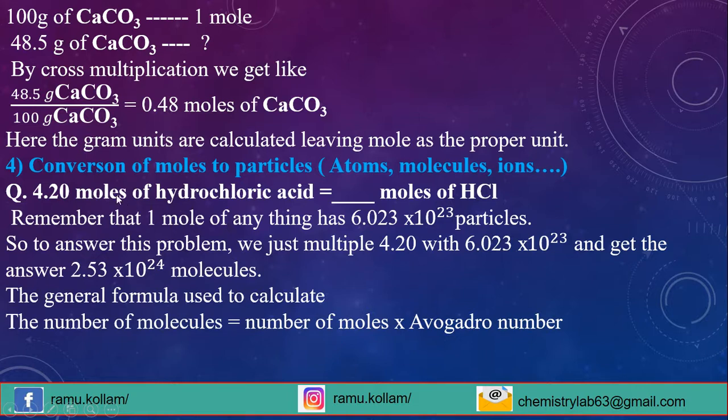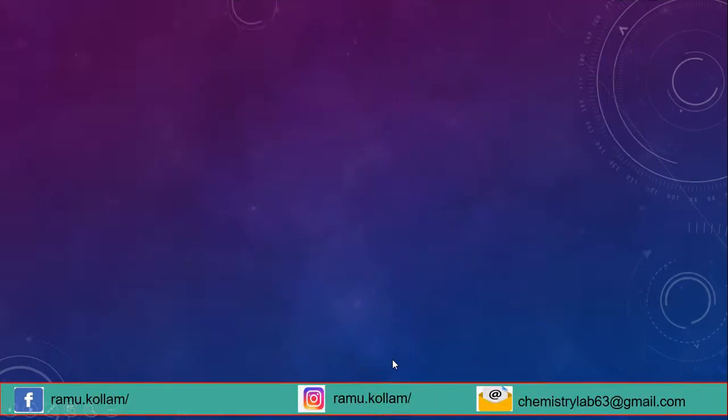questions like these. So here the number of moles we can represent with small n, and the Avogadro number we can represent with capital N. So n into capital N. Small n is the number of moles, capital N is the Avogadro number. So n, how much is given? Here 4.20. Capital N is 6.023 into 10 power 23 particles. Finally, we can get the answer like this.